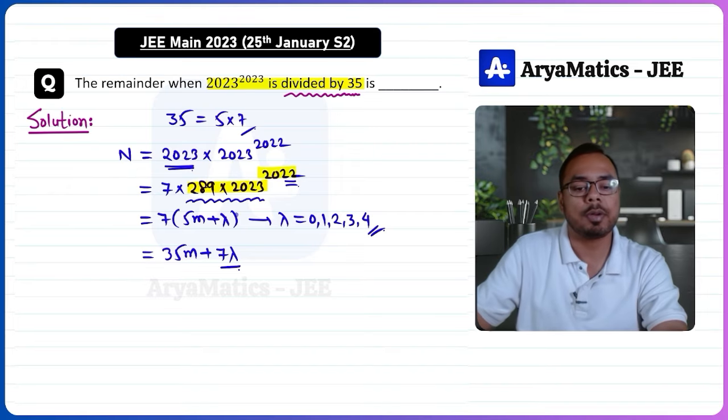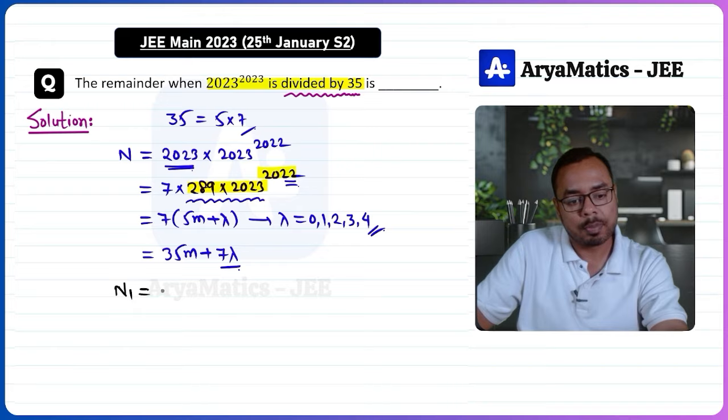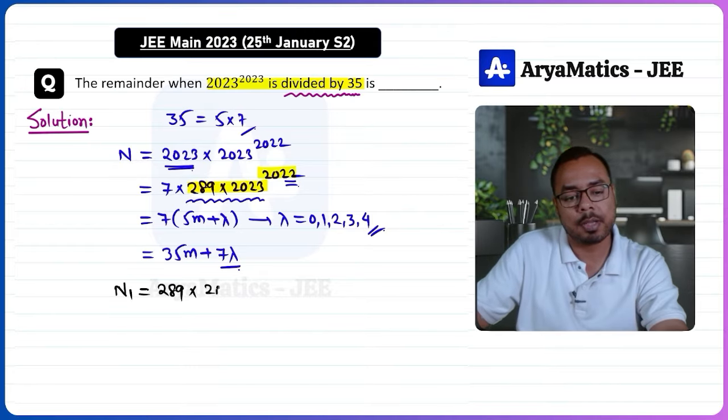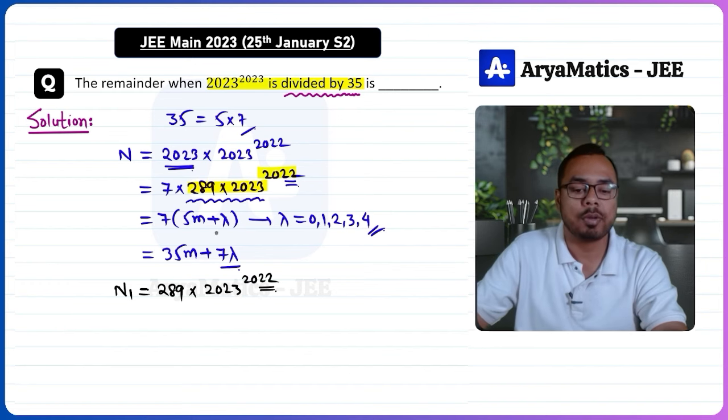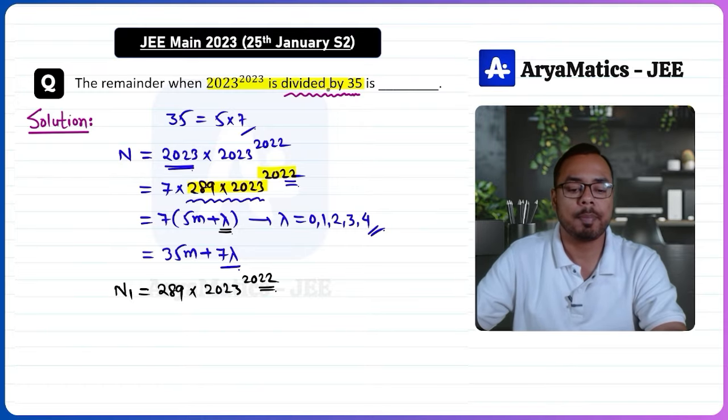So now basically the problem becomes: what is the remainder when this number, let us call it n1, that is 289 multiplied by 2023 raised to 2022, is divided by 5. We have to write this number as a multiple of 5 plus some remainder, so that in the next step we can get the remainder when the number is divided by 35.